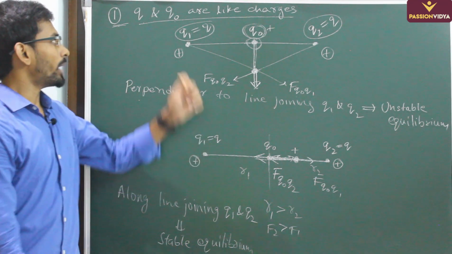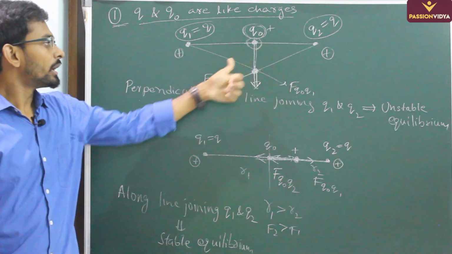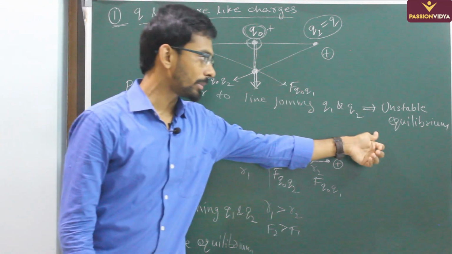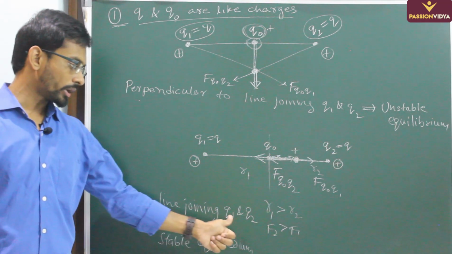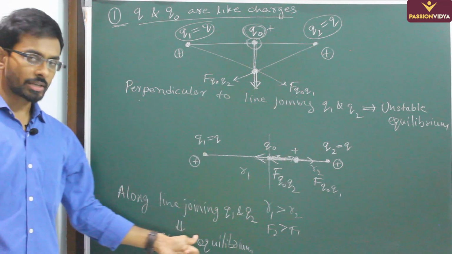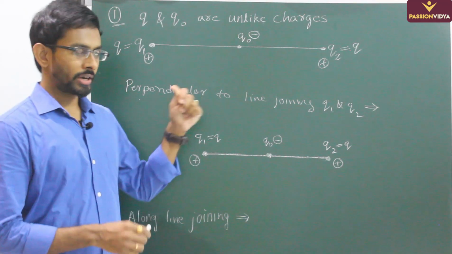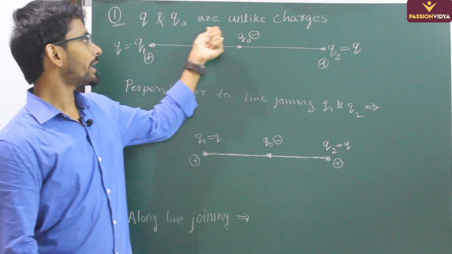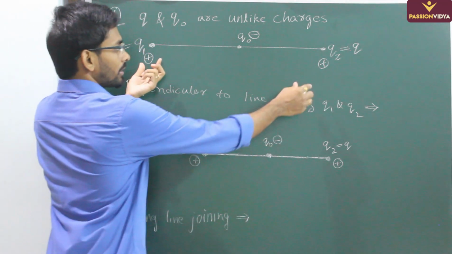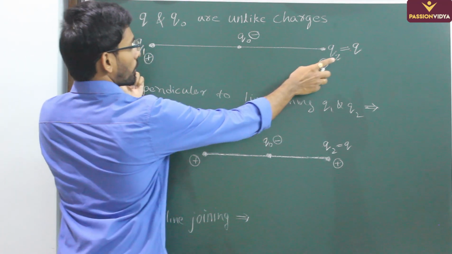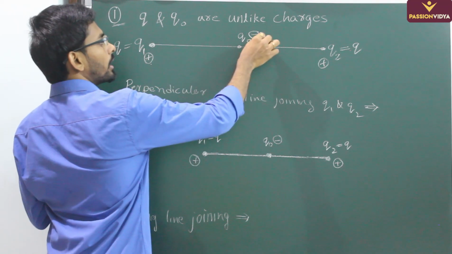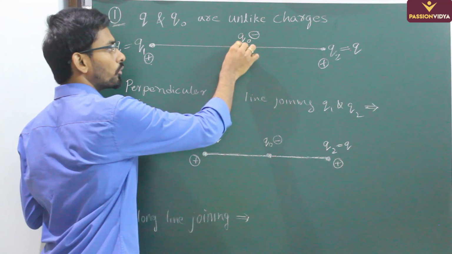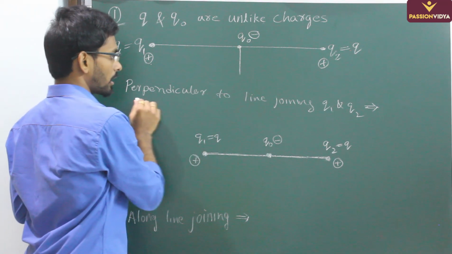Okay, so when q and q naught are like charges, if you move the test charge perpendicular to the line joining q1 and q2, it will be in unstable equilibrium. If you move it along the line joining q1 and q2, it will be in stable equilibrium. Now let us find for the second case, that is when q and q naught are unlike charges. That is, we have taken these two charges q1 and q2 as positive and this test charge as negative. So now they are unlike charges. Now let us try to move it, first perpendicular to the line joining.